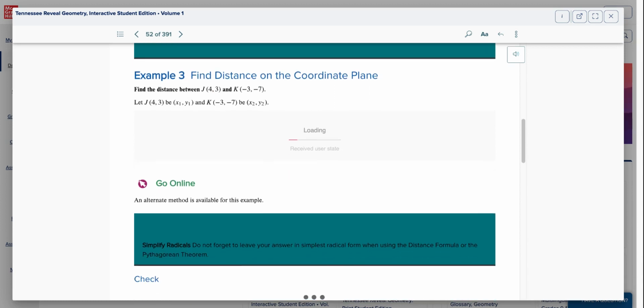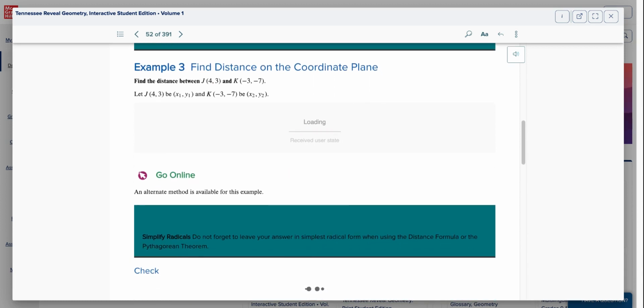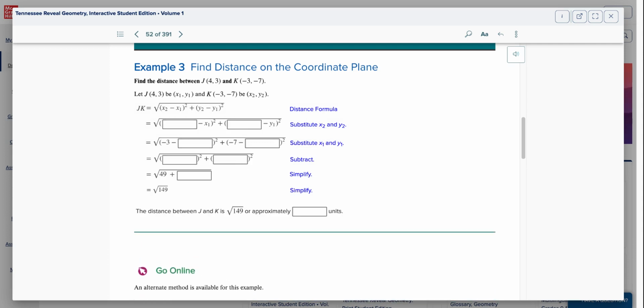All right, example number 3. Looks like we are about to have to plug in some information. We need to find the distance from J, which is 4, 3, to K, which is -3, -7. They want J to be X1, Y1 because they give that to you as your first ordered pair. And they want K, -3, -7 to be your second ordered pair, because that's the second one they give you. And they give you the formula right there.